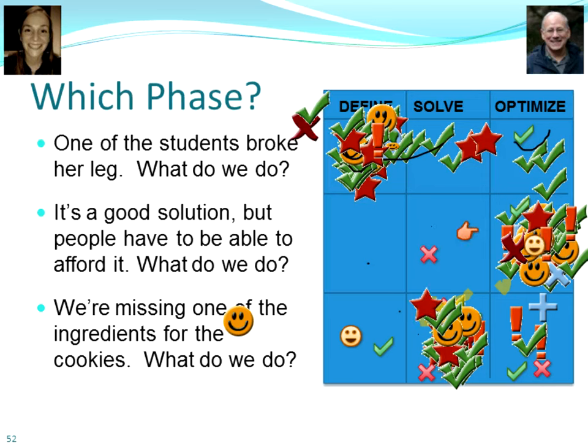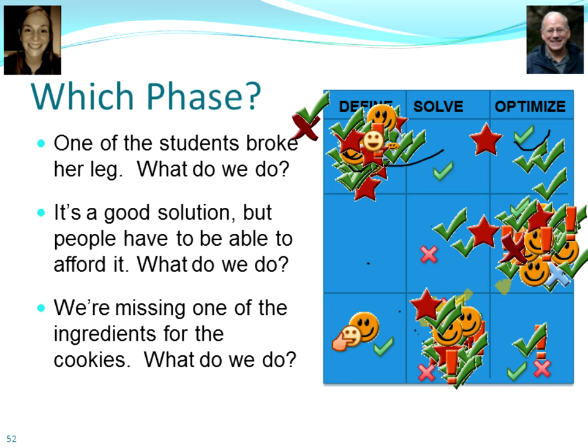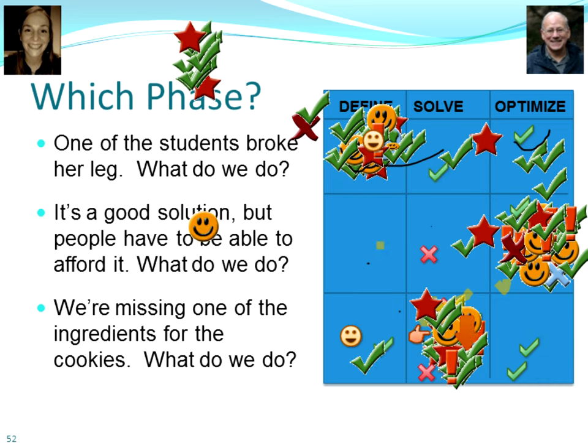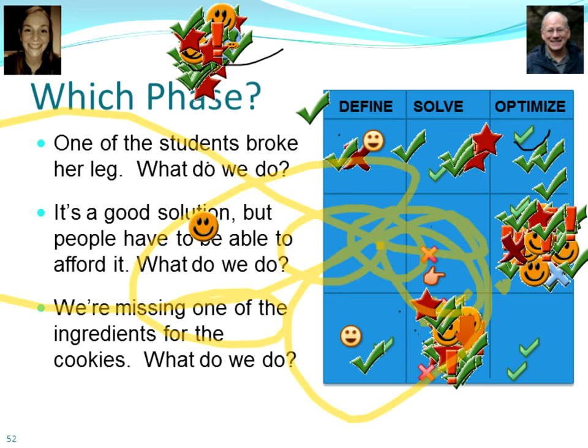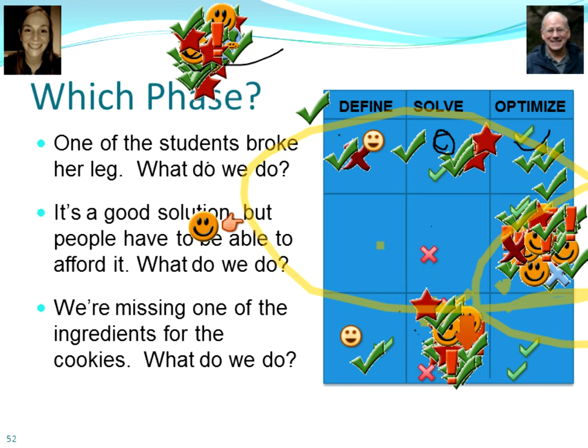Of course, the first one, we have a problem. A student broke a leg. So we have to define the problem. What do we do? Should we try to fix it? Should we call a doctor? Do we call an ambulance? So what's the problem here? Is the problem to get this person to a medical doctor, or is the problem to immobilize it until we get it there?